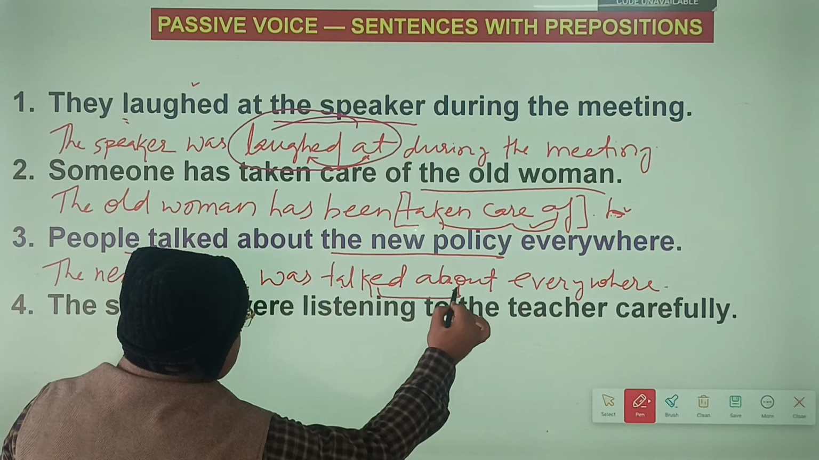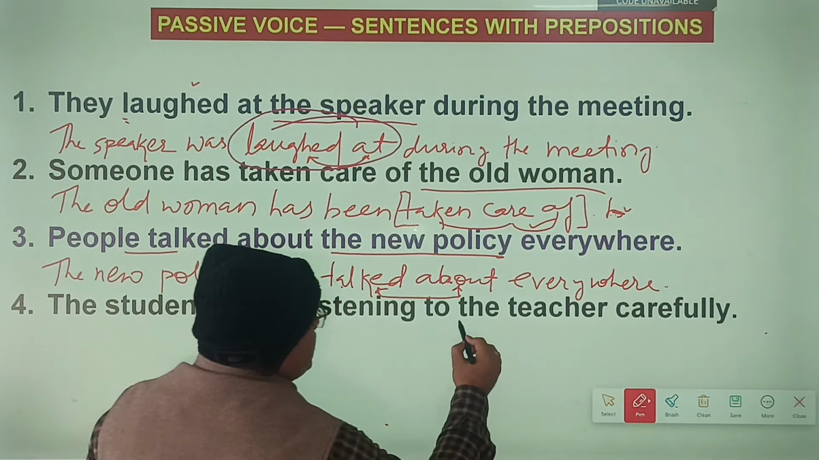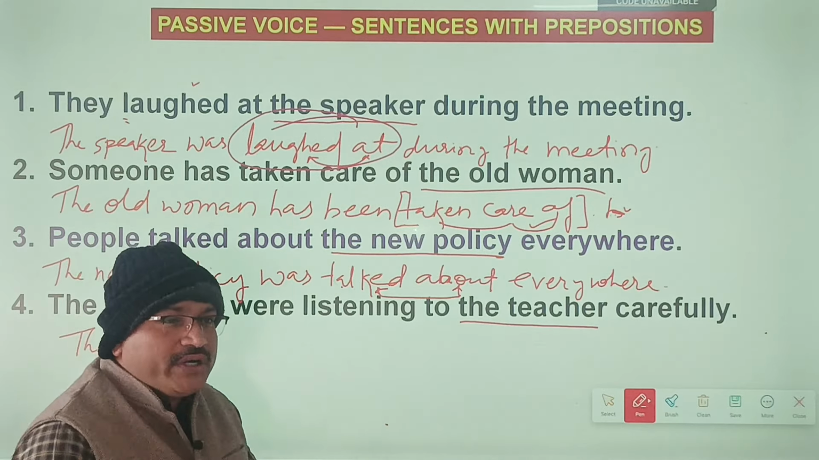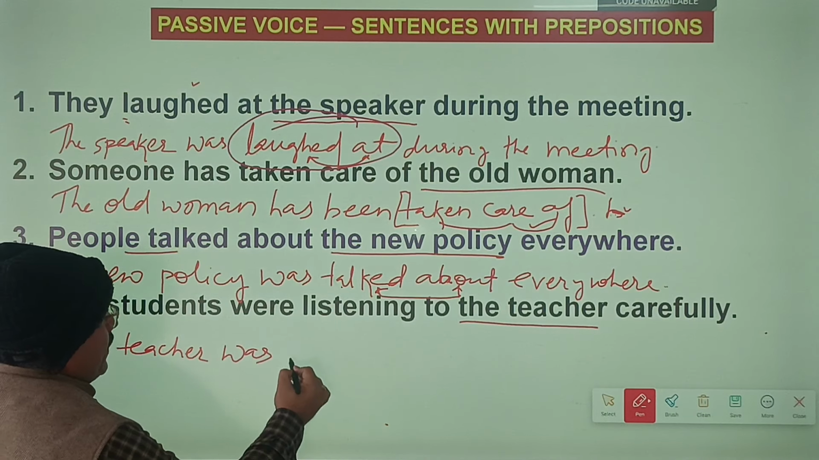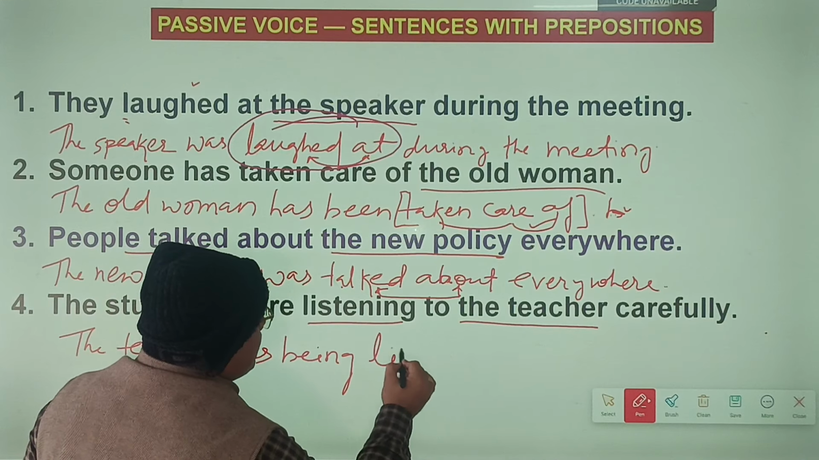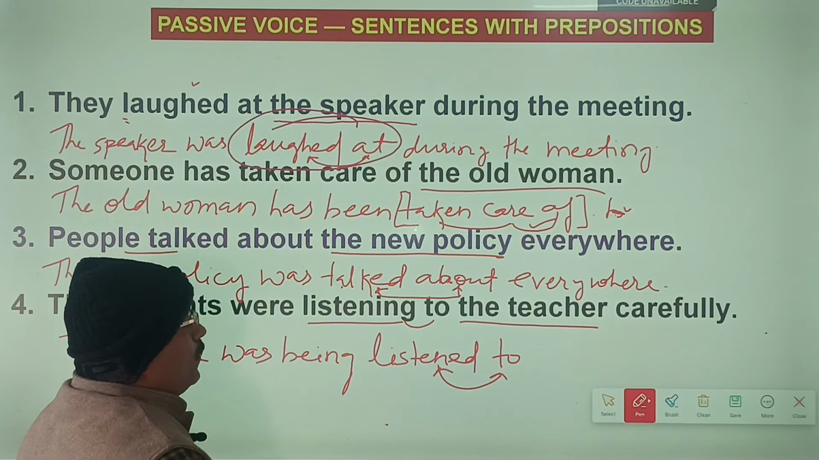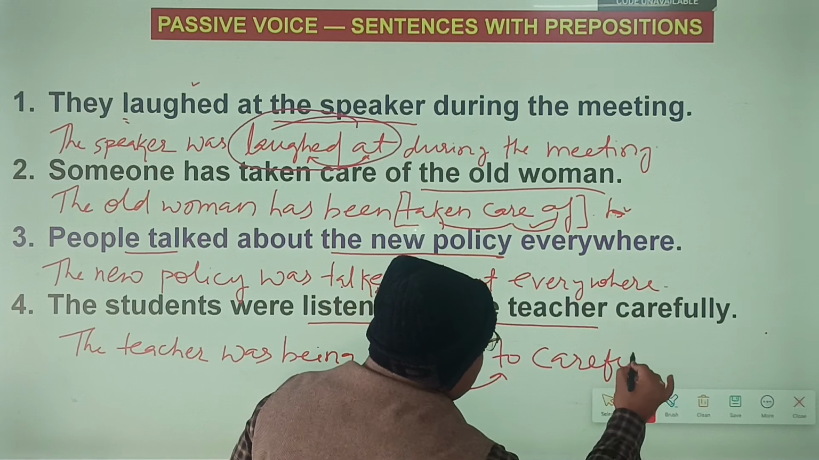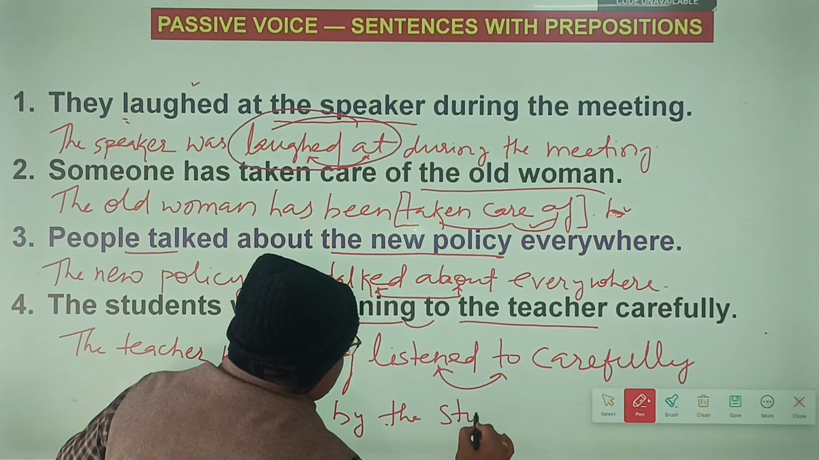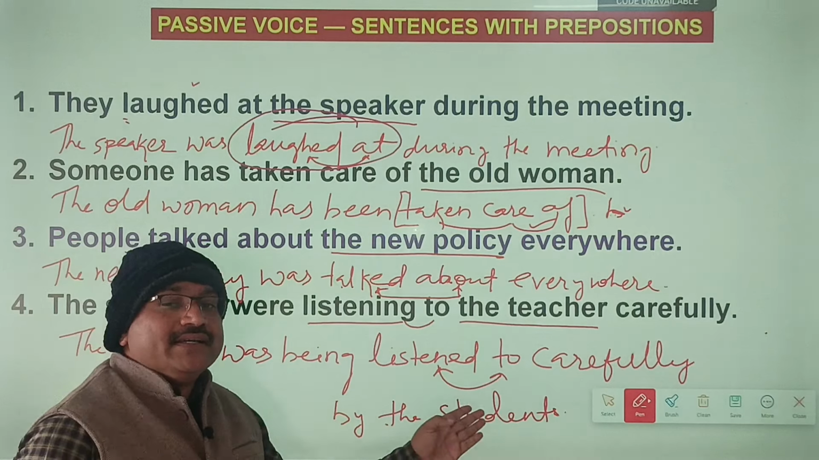See, talked about together. Now we have: the students were listening to the teacher carefully. See, what is the object here? The teacher. Tense, past continuous. Remember, singular, was, and for continuous what do we use? B-E-I-N-G, being. The teacher was being, what? Listened. Third form, past participle, listened to, very important. Don't leave the preposition. Listened to, how? Carefully. Then at last, by the students. Yes or no? The teacher was being listened to carefully by the students.